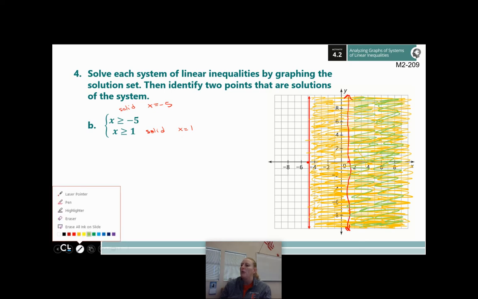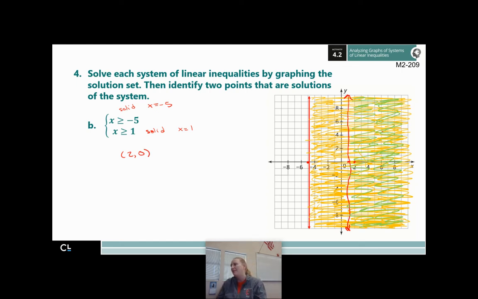So I want my red pen back. We want to identify 2 points that are solutions of the system. Basically, I can pick anything over here, anything I want, right? Like I can pick this point right here. That sounds like a good point. 2, 0, that's a solution. It's in an area where they're both shaded.